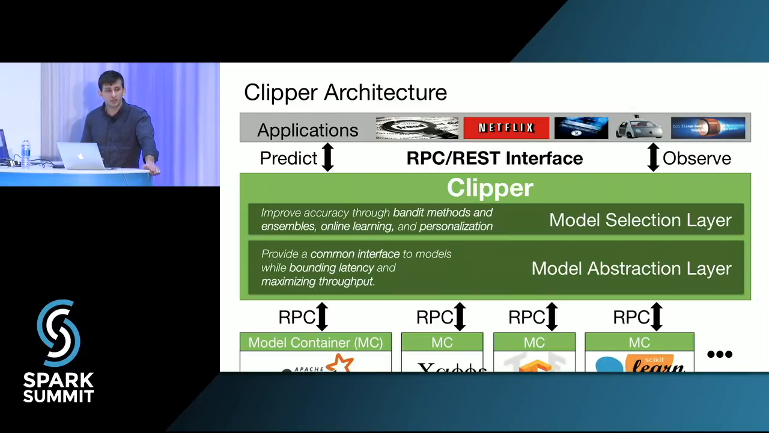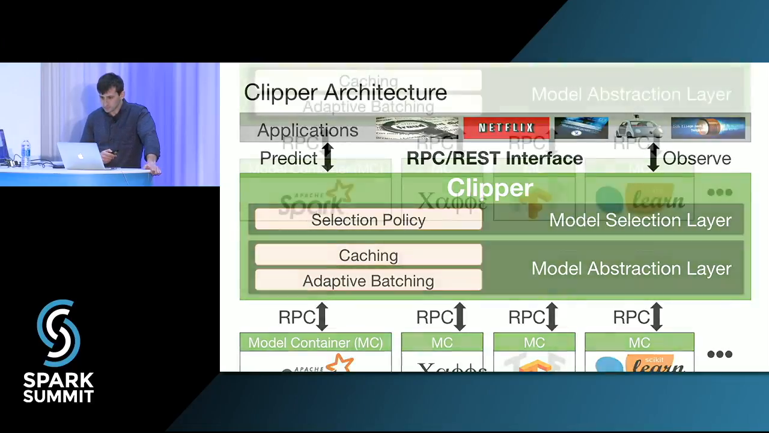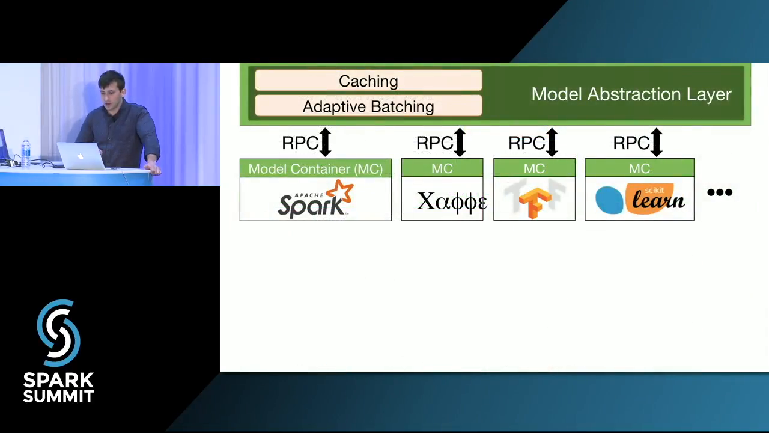In the model selection layer, we actually do some learning in the serving system. Now, that's not going to be retraining your Spark model or your TensorFlow model, but I'll get into some of the types of learning that are useful to do in this really low latency setting. So then internally, your model selection layer is represented by what we call a selection policy. And this is just the implementation of the logic that takes in this feedback and makes decisions about what models to query and how to weight predictions and things like that. And then in the model abstraction layer, we have caching. We have some batching that we do to maximize our throughput. So I want to briefly talk about each of these layers.